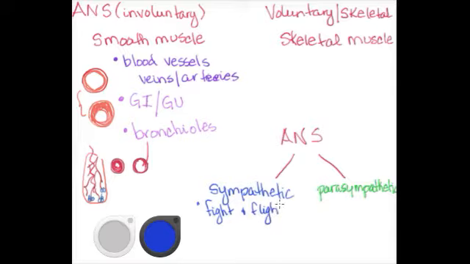And then the parasympathetic is also called the feed and breed. And those two phrases, fight or flight or feed and breed, will actually give you an idea of what is taking place when one of these sides of the autonomic nervous system is dominant.